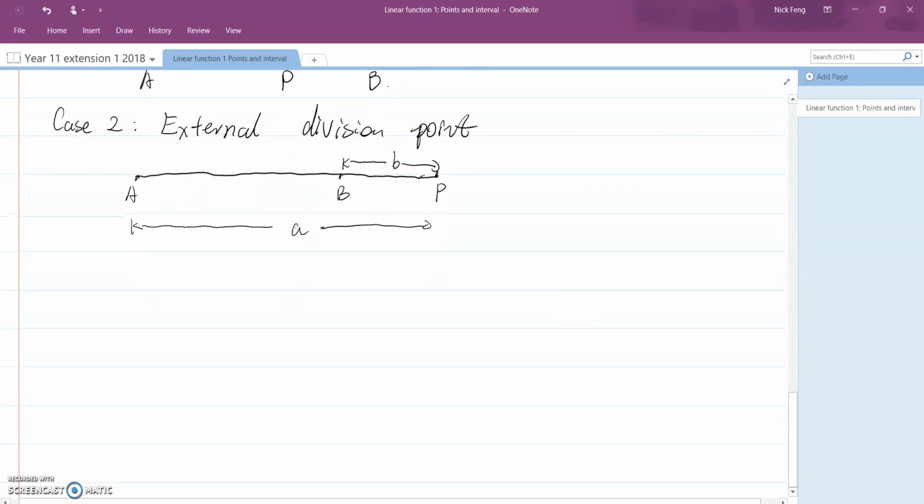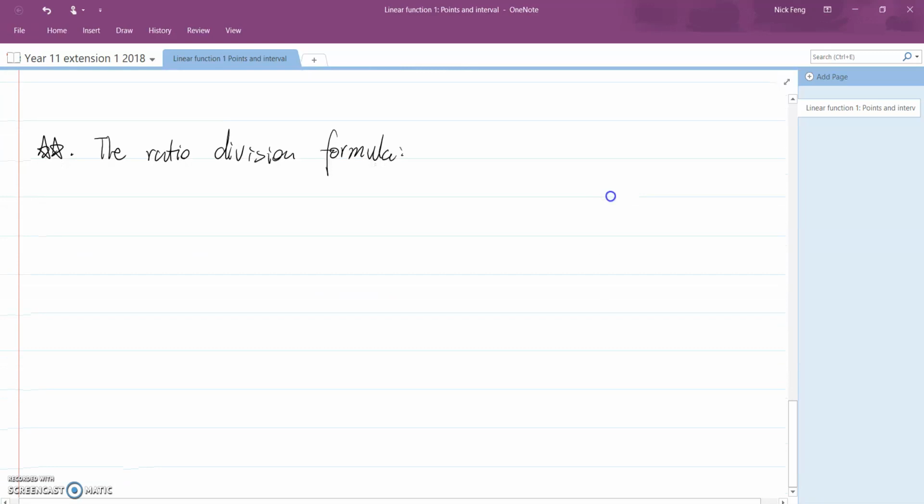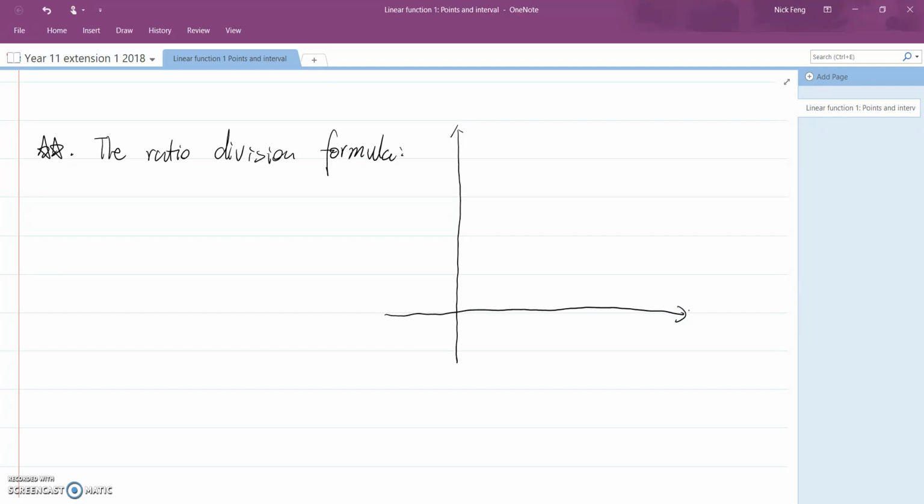So let's take a look at case 1, which is we have the formula to talk about. So the ratio division formula. Before I present you the formula, you need to know where that comes from. Remember when we derive the midpoint, we use congruent triangles because midpoint has the same distance. However, this time we don't. So instead of congruent triangles, we would have similar triangles.